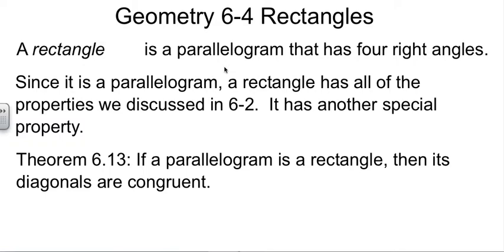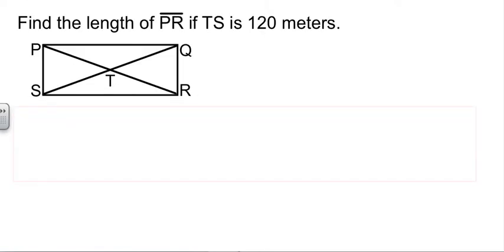It also has another special property besides having 4 right angles. The diagonals of a rectangle are congruent. That's the really neat thing about rectangles. Their diagonals are congruent.